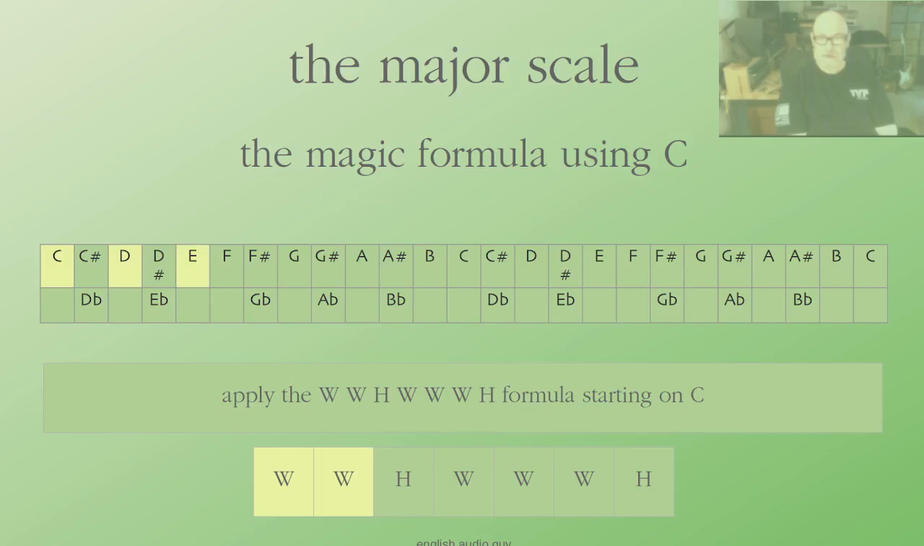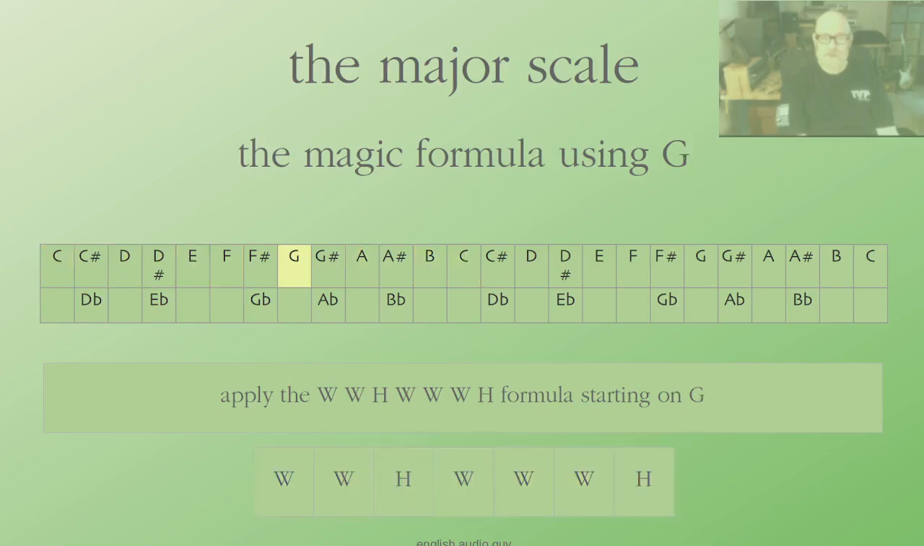And then there's a half step, F, and then another whole from F to G, then a whole from G takes us to A, a whole from A takes us to B, and then a half step at the end takes us back to C again. So C to C, they're like your bookends, and those are the yellow notes, those are the notes in the C major scale.